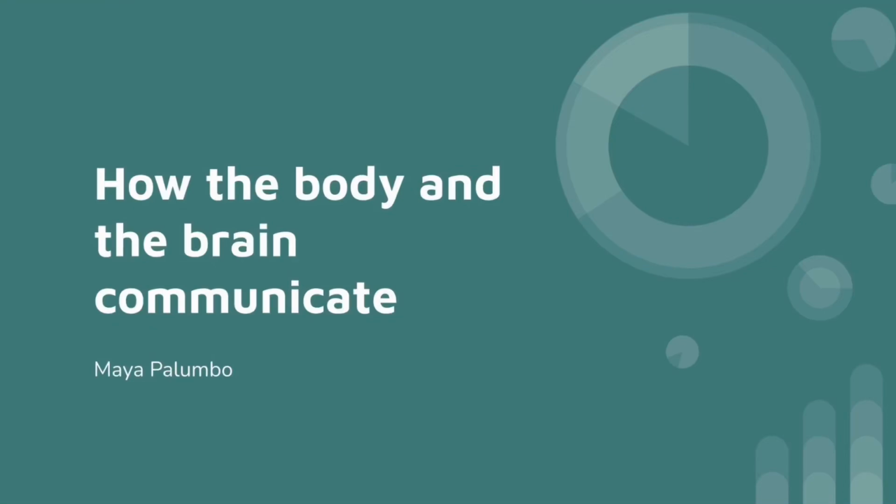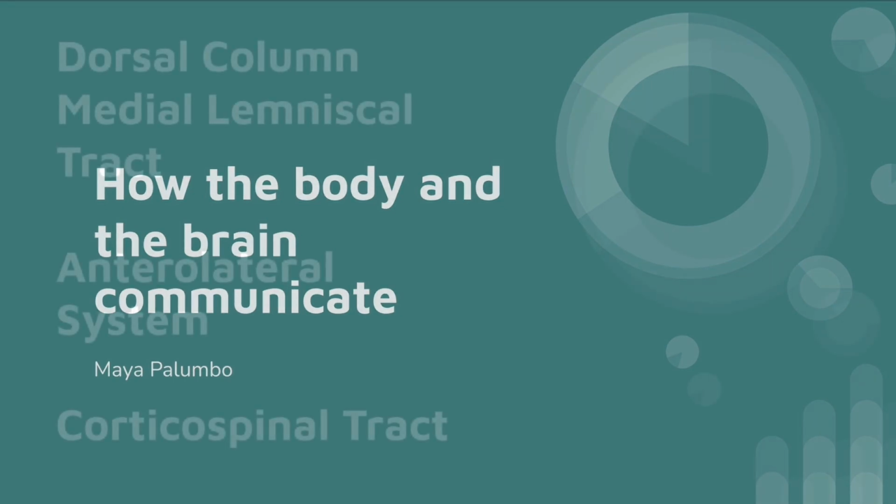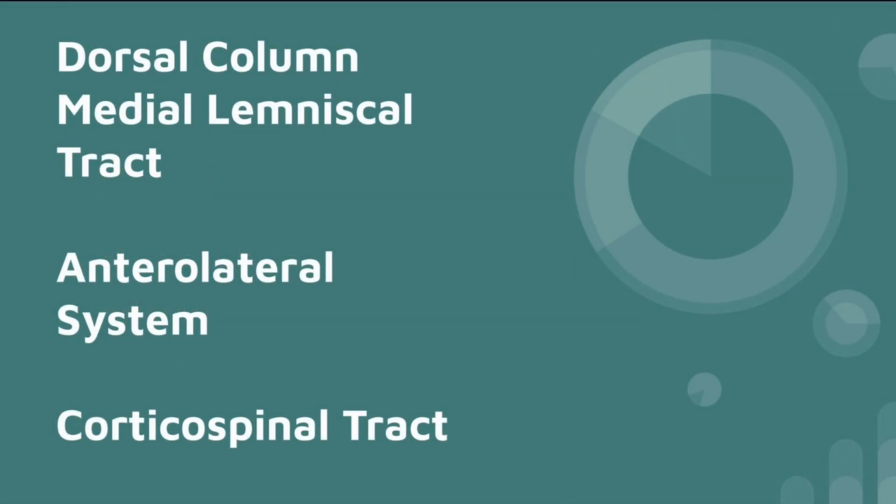My multimedia project is going to be on how the body and the brain communicate. The brain and the body, specifically the spinal cord, communicate through these three tracts: the dorsal column medial lemniscal tract, the anterolateral system, and the corticospinal tract.